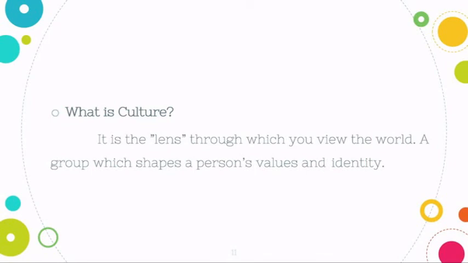What is culture, on the other hand? It is the lens through which you view the world. It is also a group of beliefs, practices, and traditions that shapes a person's values and identity. When we talk about culture, upbringing is an important factor.